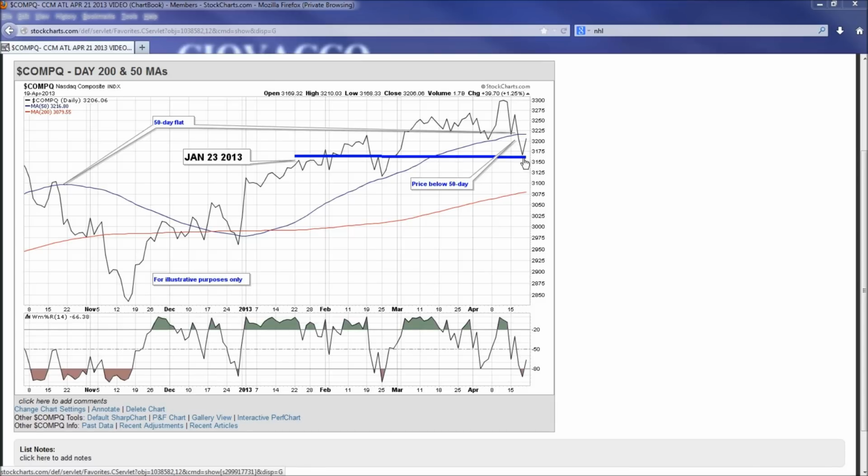Also note earlier last week, the NASDAQ basically fell to the same point it was all the way back to January 23rd earlier this year in 2013, telling us that the upside momentum for tech stocks is waning.